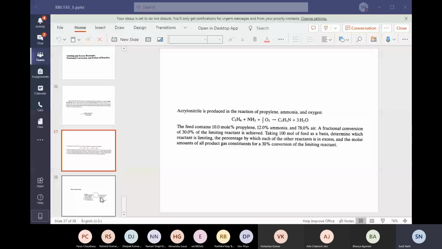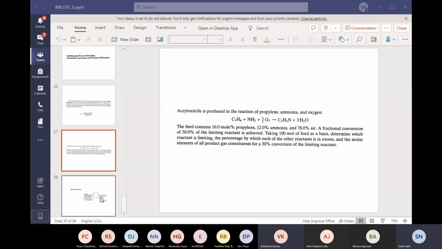So how much ammonia was fed? 12 moles. How much ammonia reacted? 10 moles. So the difference was 2 moles, and the numerator is 2 moles. This you divide by the stoichiometric number, 10, and multiply by 100. So 20% excess for ammonia. Now do the same with oxygen.